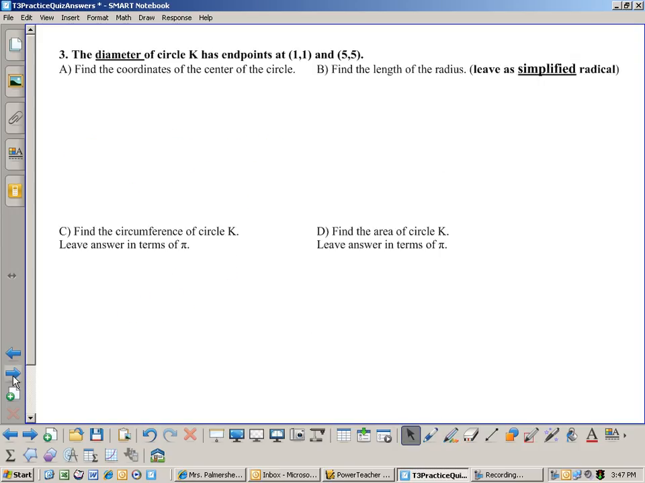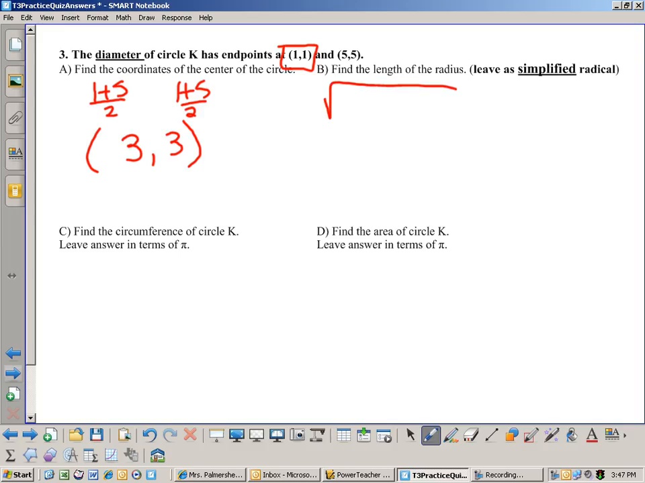All right, number 3, the diameter of a circle has endpoints (1, 1) and (5, 5). Find the coordinates of the center. To find the center, we do the midpoint formula. So 1 plus 5 over 2, 1 plus 5 over 2 gives us a center at (3, 3). Find the length of the radius. If we want to go from the center to an endpoint, I'm going to use (1, 1) as my endpoint. So I've got the square root of 3 minus 1 quantity squared plus 3 minus 1 quantity squared.